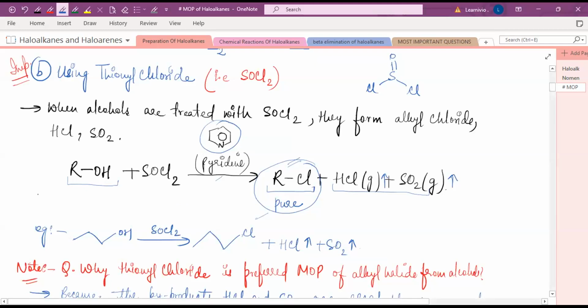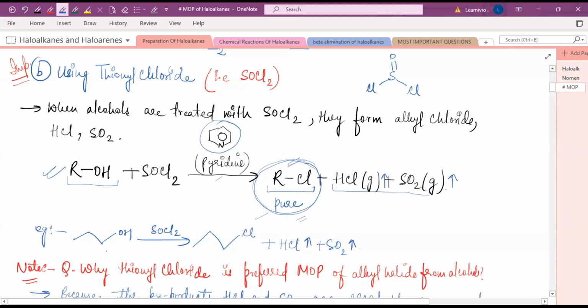So why is it known as the best method of preparation of alkyl chloride from alcohol? In this method, we just get the pure RCl, alkyl chloride, because the byproducts are in gaseous state, so they easily escape from the reaction, and you just get the pure form of the compound. Got it?